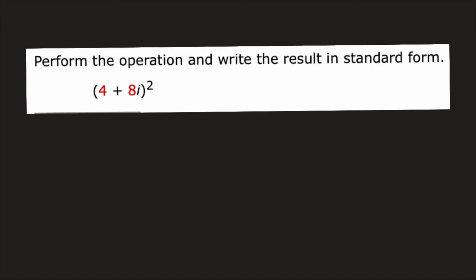One last similar example. A very common mistake here is that people want to square the 4 and square the 8i and be done with it. That is an extremely common mistake. Please don't do it. Write it out as 4 plus 8i times itself, and then proceed to FOIL.